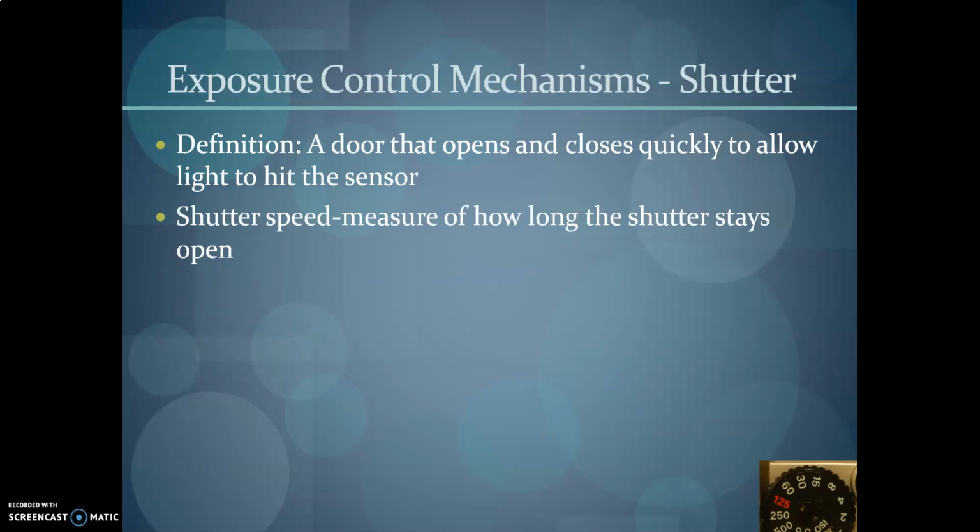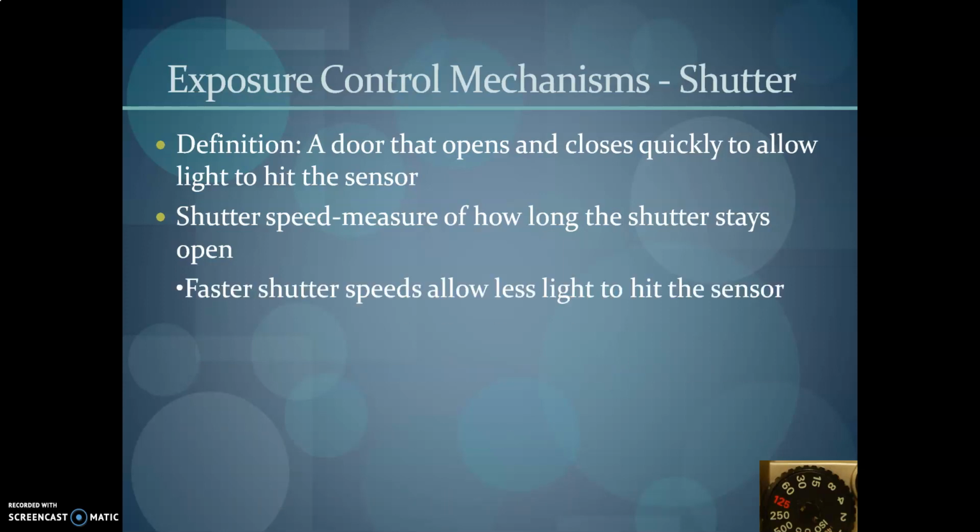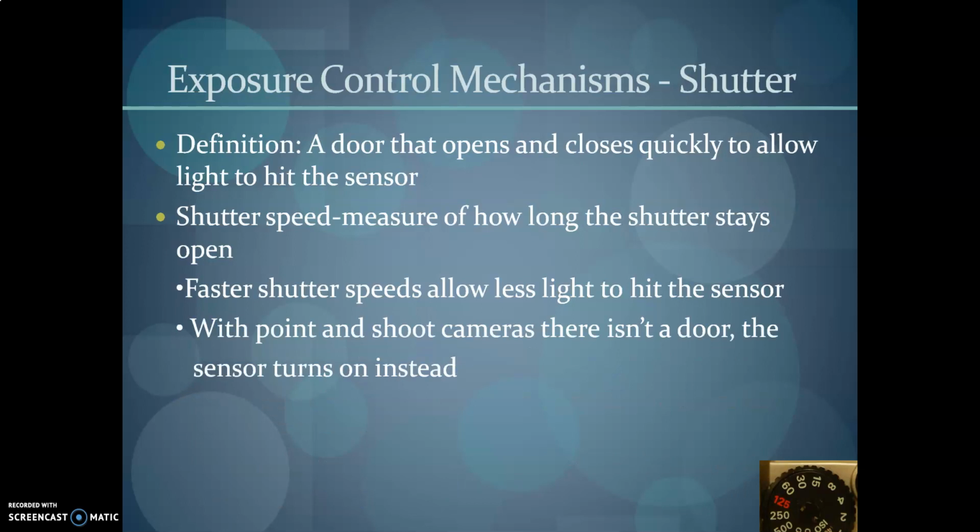Shutter speed is how long that shutter stays open. Slower shutter speeds, obviously, because it's open for so much longer, are going to let more light into the camera. On the other hand, faster shutter speeds will allow less. With point and shoot cameras, there isn't actually a door. In your smartphone, there's not actually a door. What just happens is the sensor turns on and then turns off. That's what acts as the shutter speed, the power.